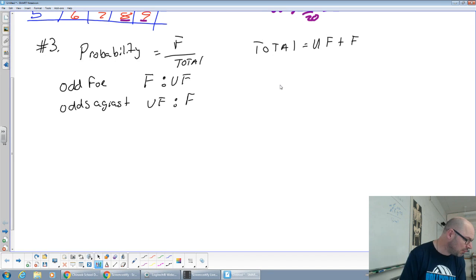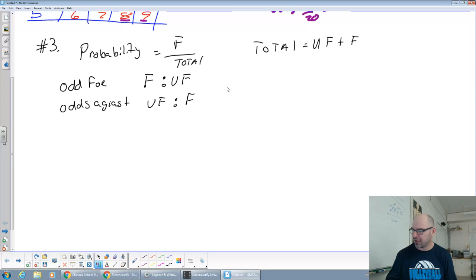Okay, so it's determine the probability of the card being black. So we know that there are 26 black cards and there are 52 cards total. So that's going to give us 1/2, which equals 0.5 or 50%.